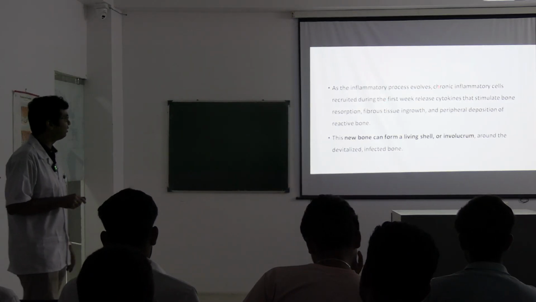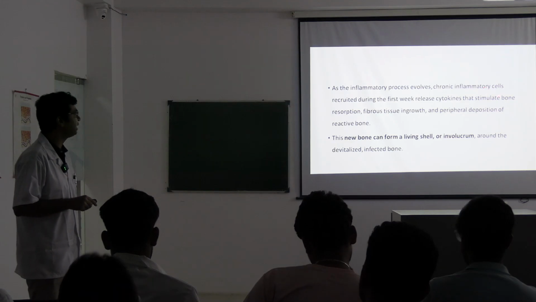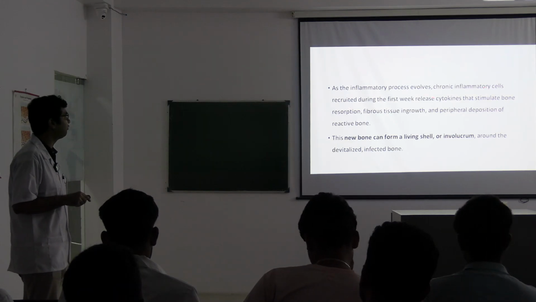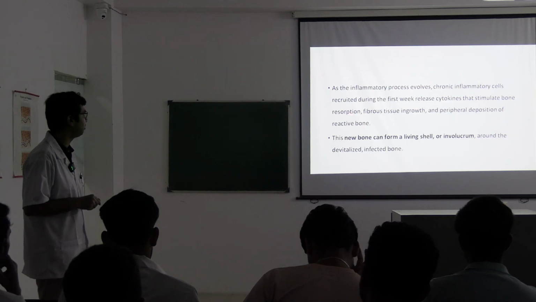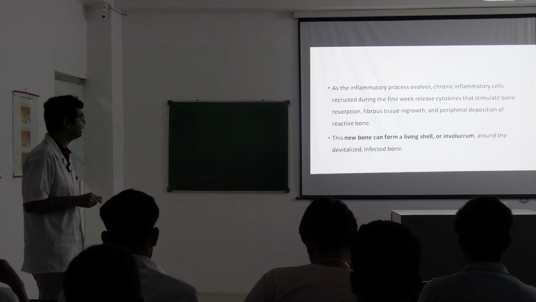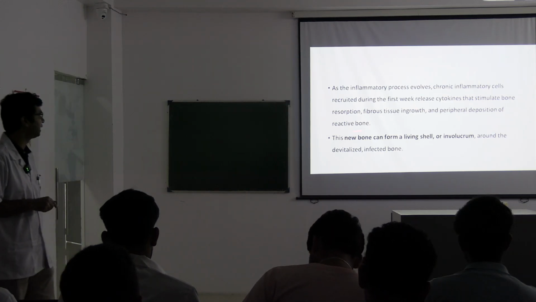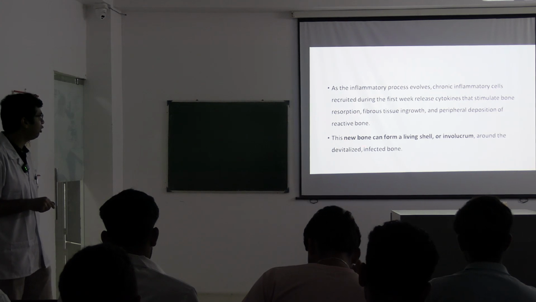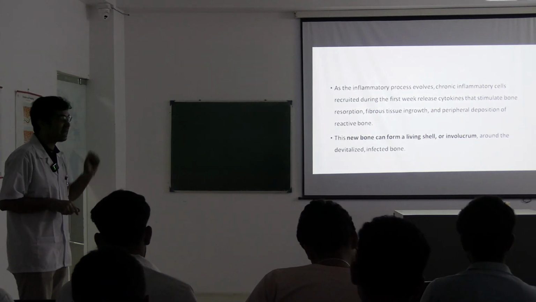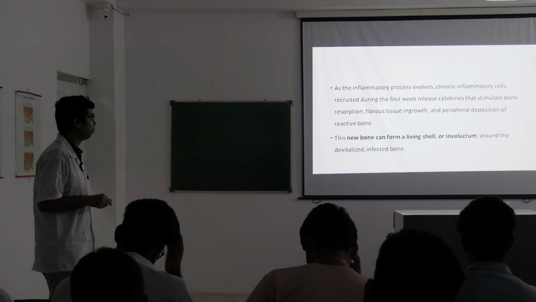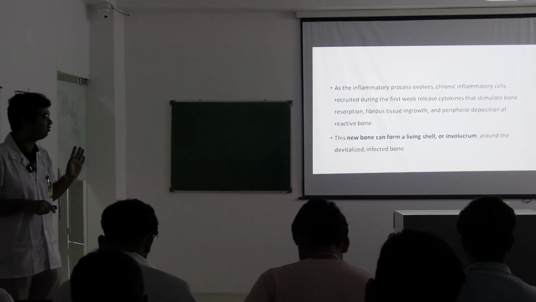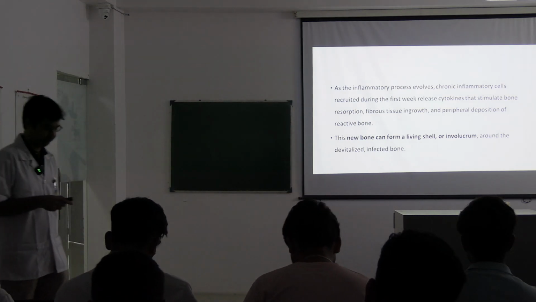As the inflammatory process evolves, chronic inflammatory cells recruited during the first week release cytokines that stimulate bone resorption, fibrous tissue ingrowth, and peripheral deposition of reactive bone. This new bone can form a living shell that is called involucrum around the devitalized infected bone. So new bone is called involucrum.